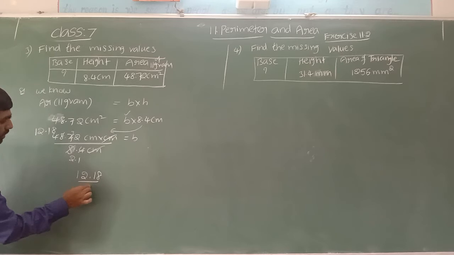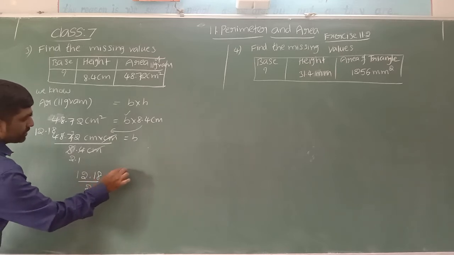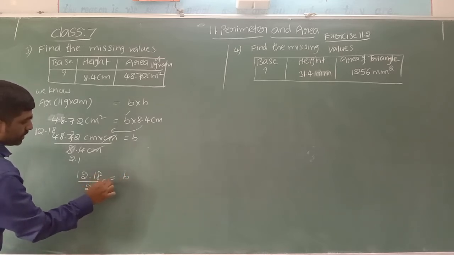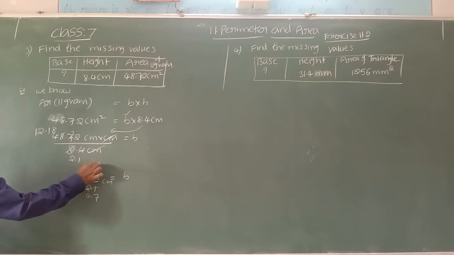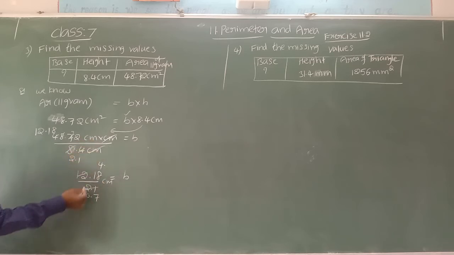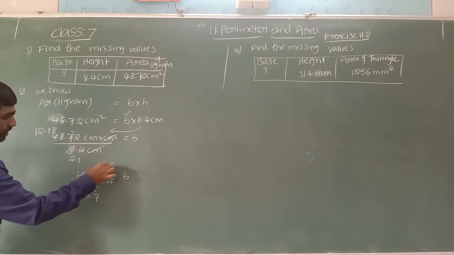12.18 by 2.1 is equal to how much? Base, centimeter. Now again you can see 3 is the common factor. 3 7s are 21. Now you can see 3 4s are 12. Again we have this is the 18.